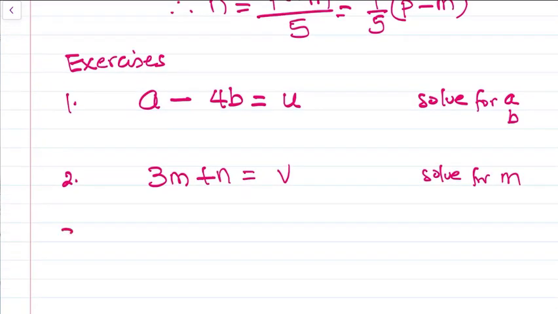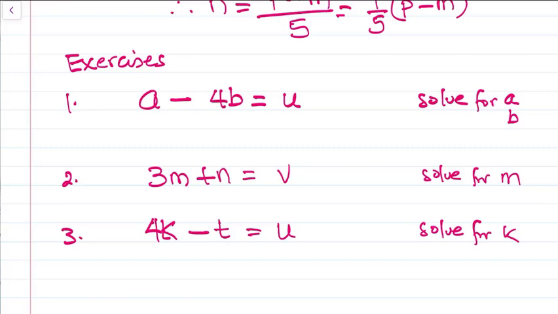And in number 3, we have 4k minus t equals to u. So our goal is to solve for k. So I'll see you in the next video. I want to see how you perform solving these exercises. So we have 4. So this is 1, 2, 3, 4. Let's talk about it in the next video.